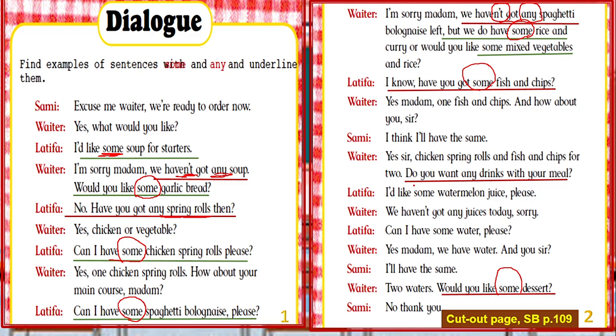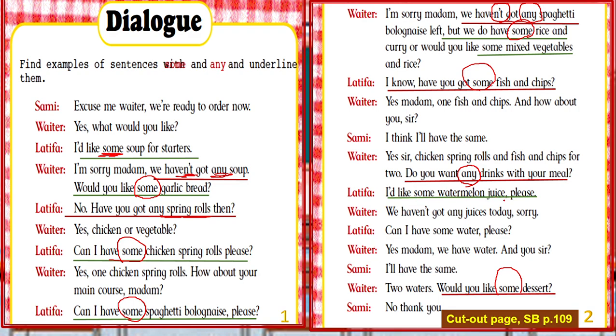Another example: do you want any drinks with your meal? Any. Why does the waiter say any here? Maybe because he thought that they won't order any drinks. Maybe he thinks that the answer is no. So if you think the answer is no, you use any in the question.